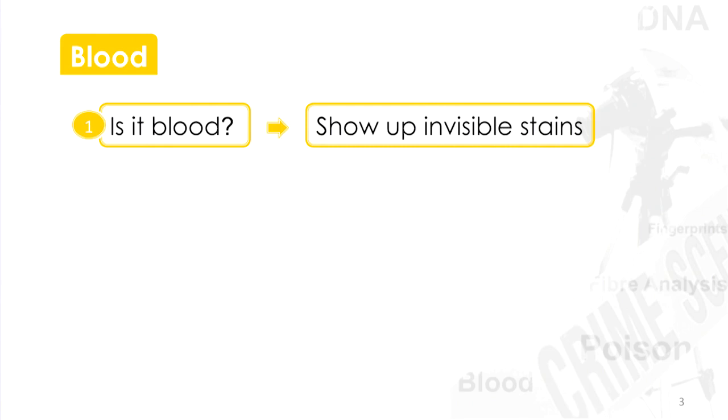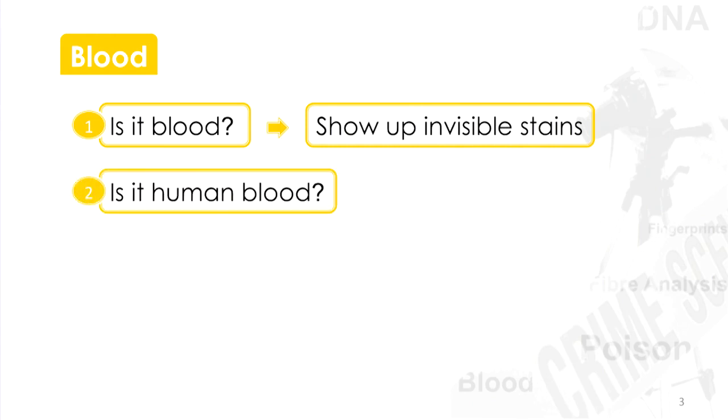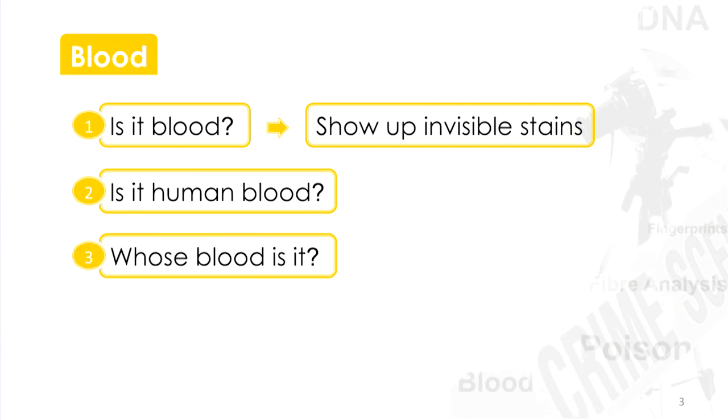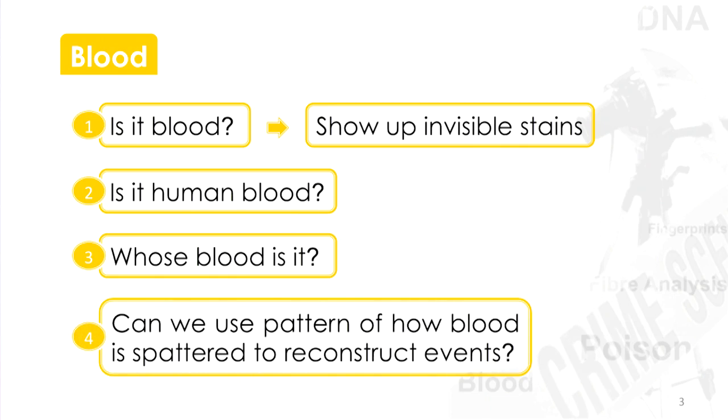Once you've found blood and you've determined that it is blood, then the question is, is it human blood? And if it is human blood, whose blood is it? Now, in a violent crime where there's a lot of blood scattered around the crime scene, another question arises. Can we use the pattern of how the blood is spattered to reconstruct the events that occurred? So these are some of the questions that we'll address in this lecture.